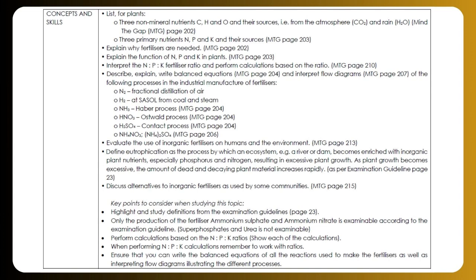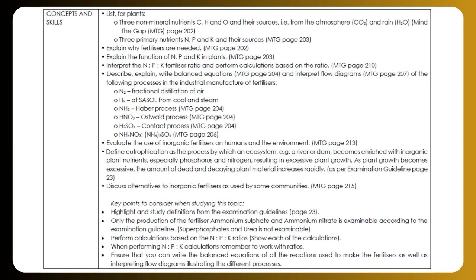Concepts and skills. A list for plants: the non-mineral nutrients C, H and O and their sources, i.e. from the atmosphere, CO2, and rain, H2O, Mind the Gap, MTG, page 202. The primary nutrients N, P and K and their sources, MTG page 203. Explain why fertilizers are needed, MTG page 202. Explain the function of N, P and K in plants, MTG page 203. Interpret the NPK fertilizer ratio and perform calculations based on the ratio, MTG page 210.